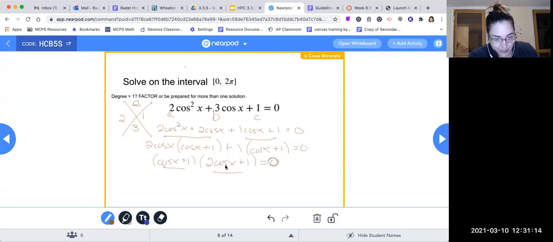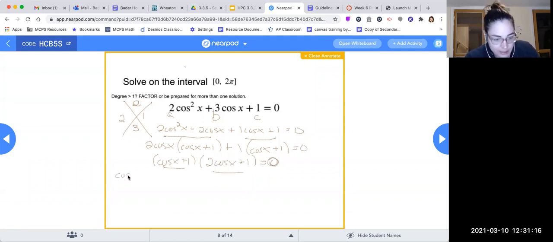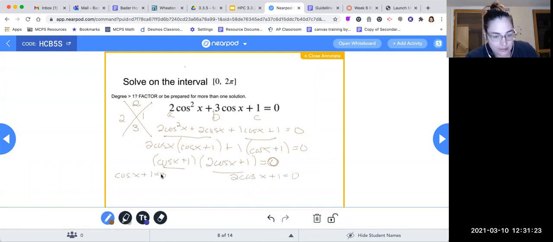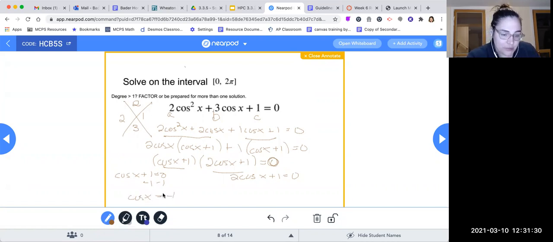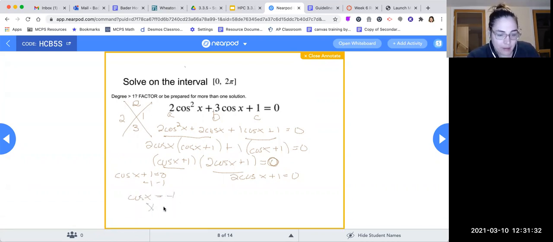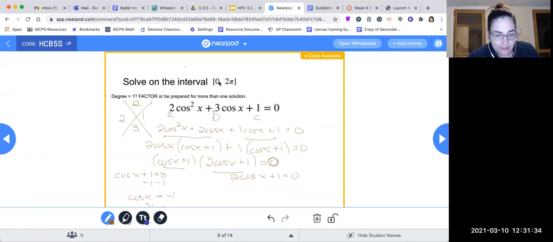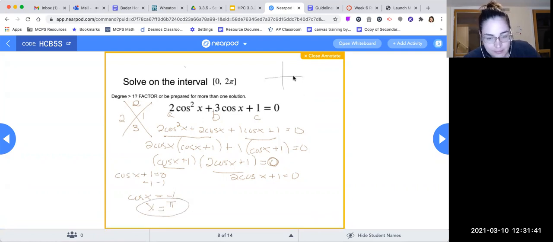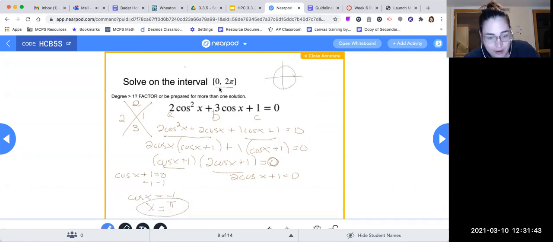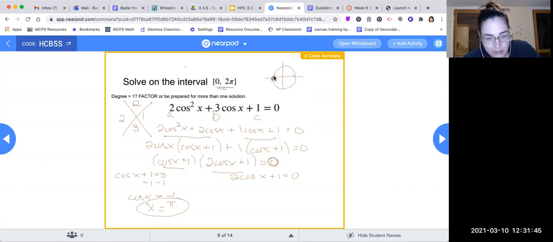And I set this factor equal to 0. So cosine of x plus 1 equals 0. And then I'm going to do 2 cosine of x plus 1 equals 0. All right, so let's solve here. Subtract 1: cosine of x equals -1. I'm not going to write inverse cosine here, but the only part of this interval where you have cosine of -1 would be pi, right?